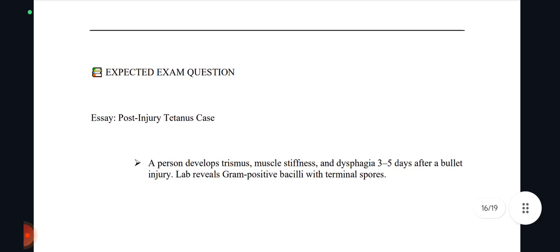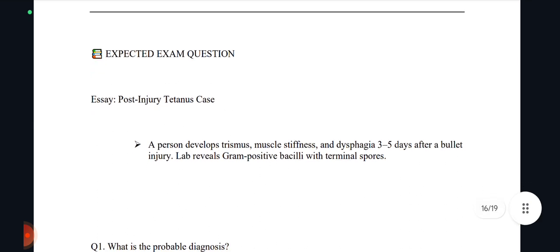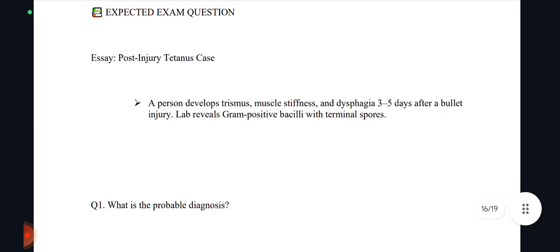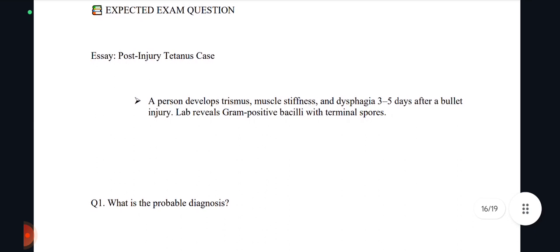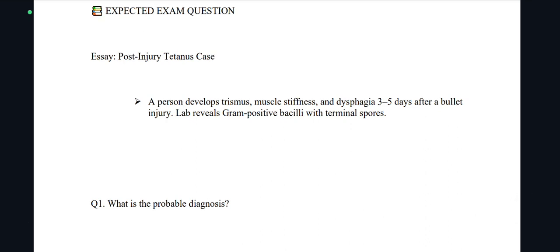Okay, so this completes your chapter on tetanus. It is not a very big topic, but it is quite important and it can be asked as a case. An essay writing exam question is on post-injury tetanus case. A person develops trismus, muscle stiffness and dysphagia 3 to 5 days after a bullet injury. Lab reveals gram-positive bacilli with terminal spores.